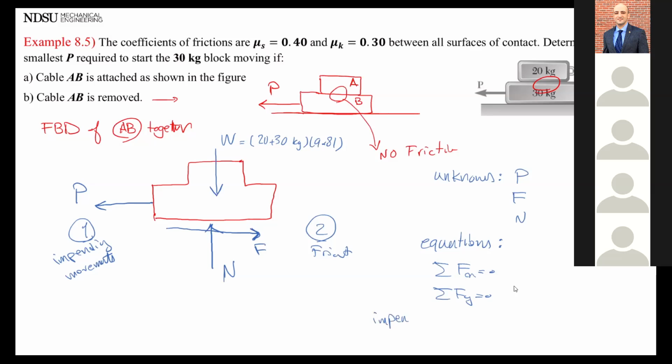And, you know, get into the habit of writing this impending motion. It's a constant reminder that F is not equal to mu N. F is equal to mu N only at impending motion, 0.4 N. So I have 3 unknowns, 3 equations. I should be able to solve it. So this is simple enough. You guys do the math, write these equations, and solve it and let me know. Okay? Questions about this? This is a good problem because it had two different scenarios, two different practices. Okay, questions?